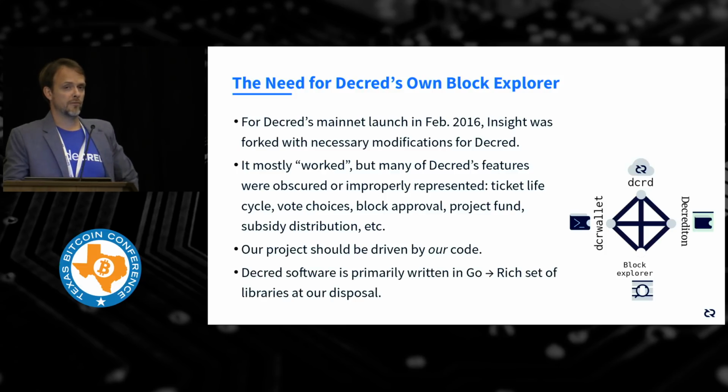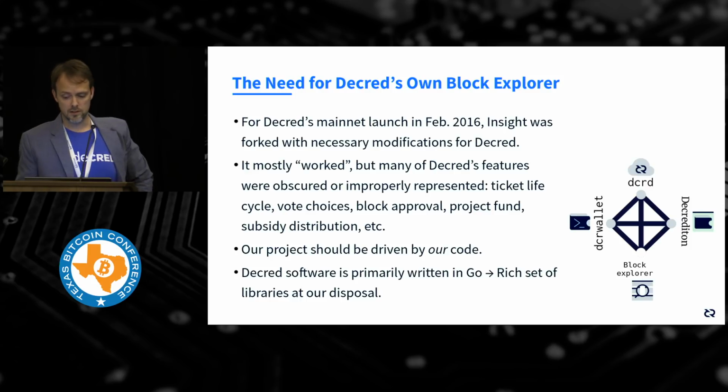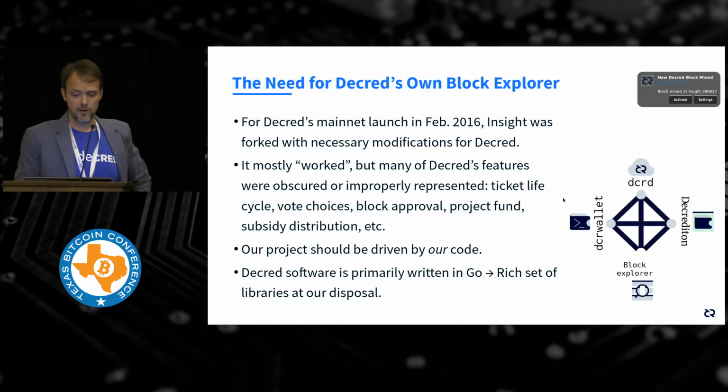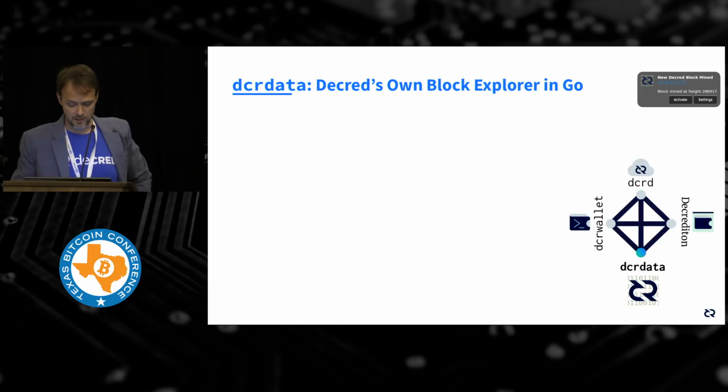And the last reason is more of a practical one. The core Decred software, such as dcrd, the top of this little, not triad, but quadrat or whatever, is the node software and the dcrwallet software. These are the core pieces of software, and they're written in Go. There's a rich set of libraries, very easy to work with. It made logical sense to start fresh. You're seeing my Block Explorer pop-up notifications there.